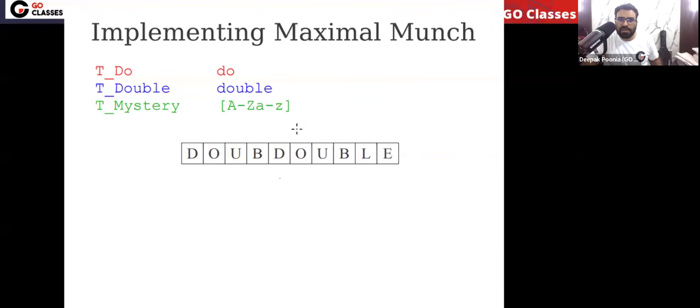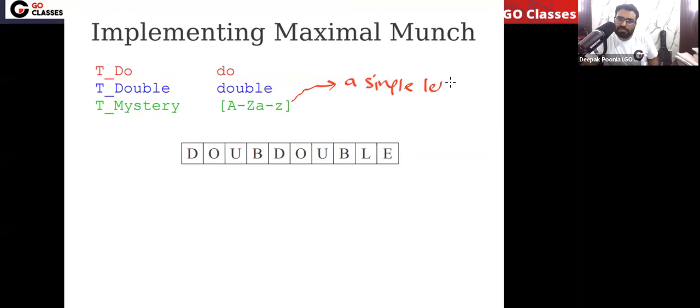Please understand. Is there any star here? This mystery token: look at the regular expression corresponding to the mystery token. Is this a sequence of letters? No, this is not a sequence of letters. This is a single letter. Okay, please understand, this is basically a single letter.